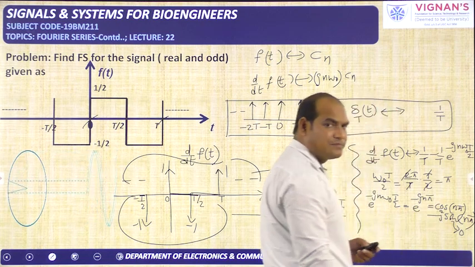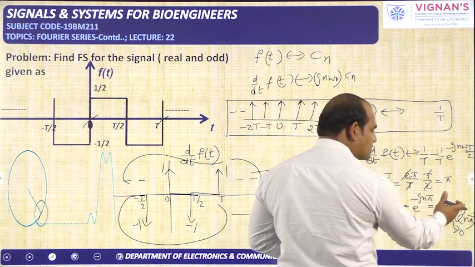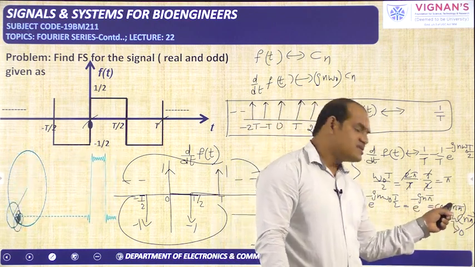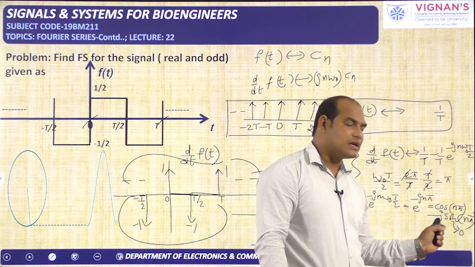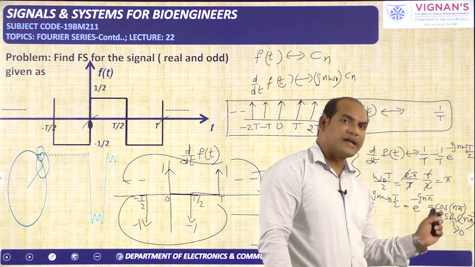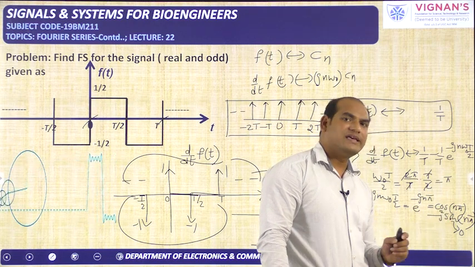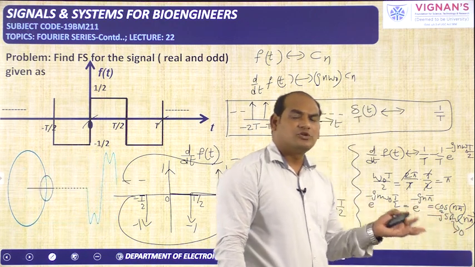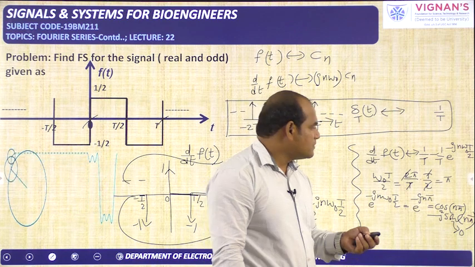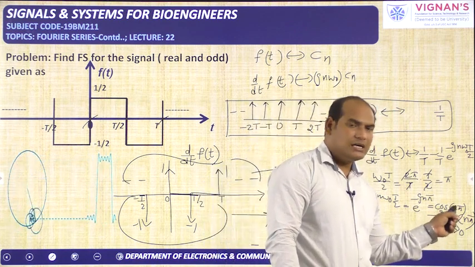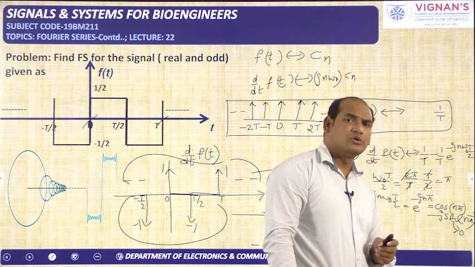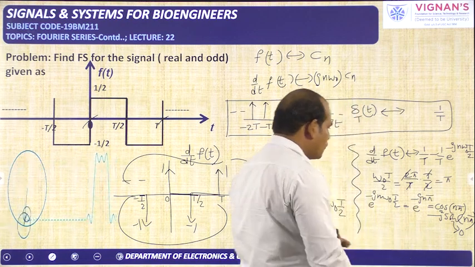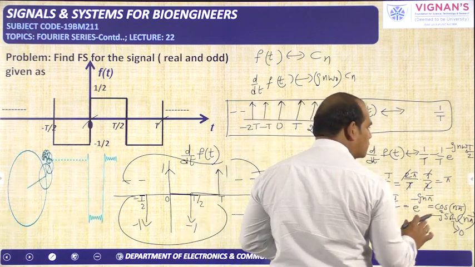But what about this cos n pi? Cos n pi becomes minus 1 when n is equal to 1. If you take n equal to 1, cos pi is minus 1. If n is equal to 2, cos 2 pi is plus 1. If n is equal to 3, cos 3 pi is minus 1. If n is equal to 4, cos 4 pi is plus 1. So depending upon the n value, it alternately changes from minus 1 to plus 1 and plus 1 to minus 1. So simply we can tell that when n is odd, cos n pi is equal to minus 1, and when n is even, cos n pi is equal to plus 1.